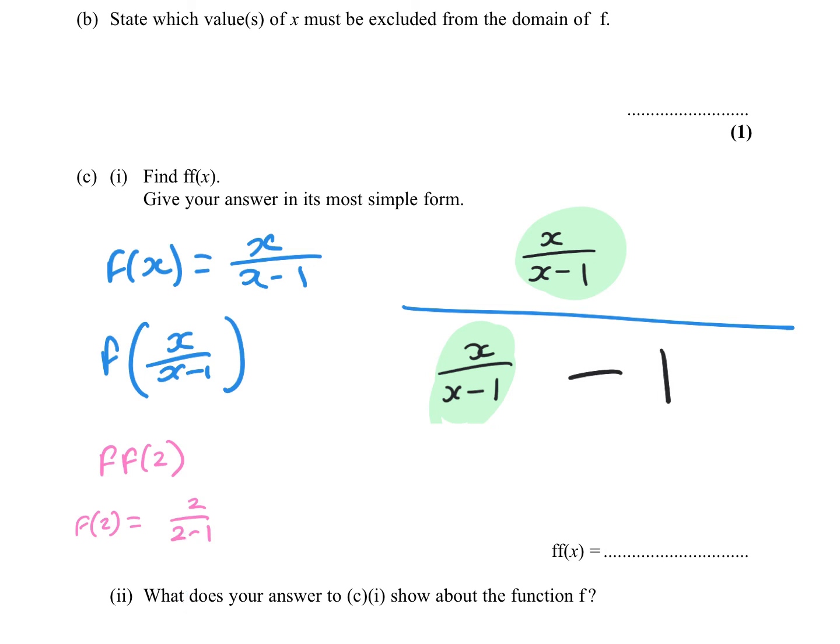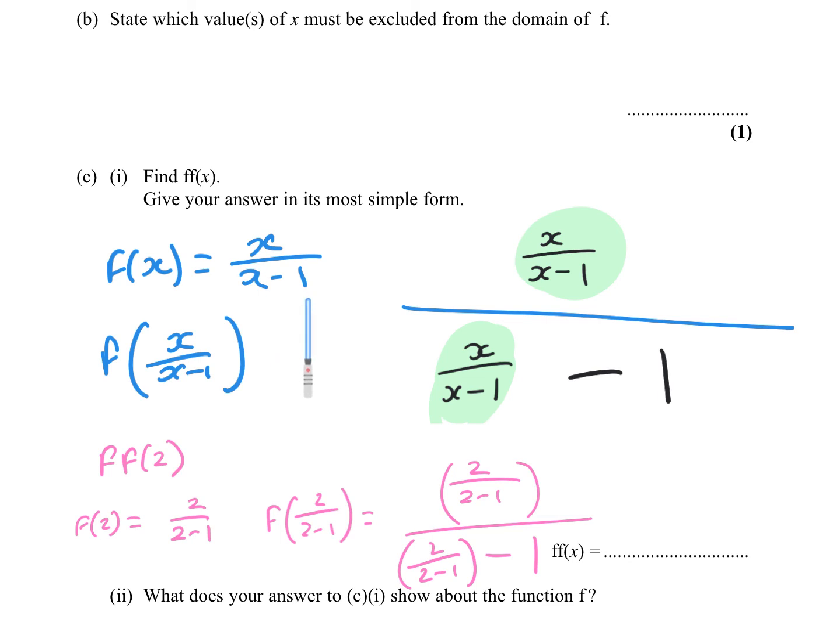What you're then doing, if you put this in the f again, f of 2 over 2 minus 1, that's going to equal 2 over 2 minus 1 over 2 over 2 minus 1 minus 1. Because the original is x over x minus 1. f of x is x over x minus 1. So everywhere we see an x, we substitute in x over x minus 1. Because if you think about the function, essentially what we're saying is whatever is in the bracket, yeah? Remember, this is bracket over bracket minus 1.